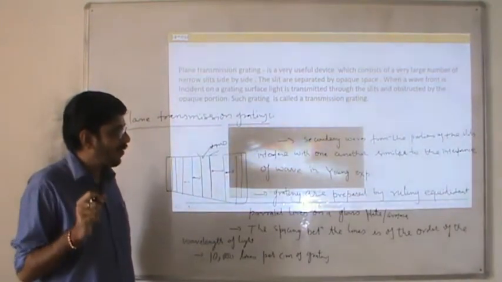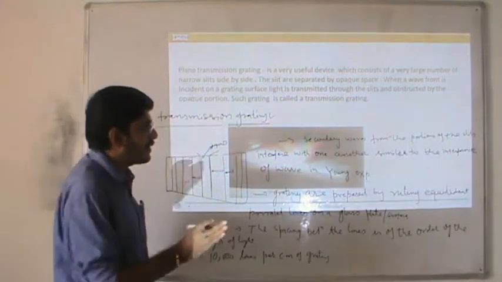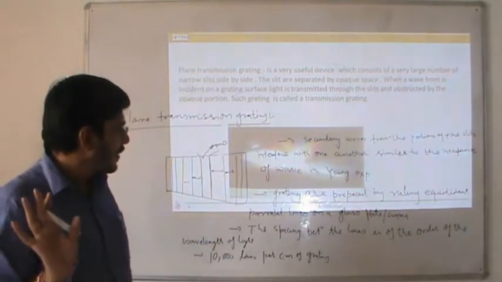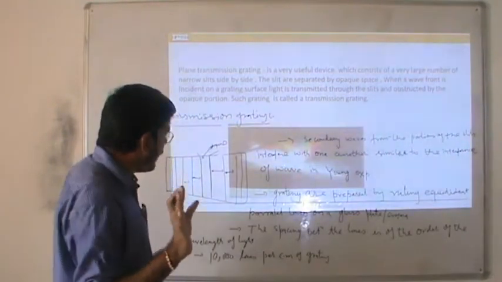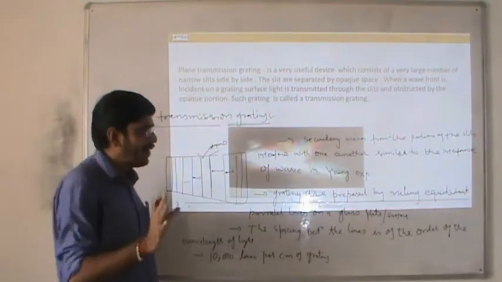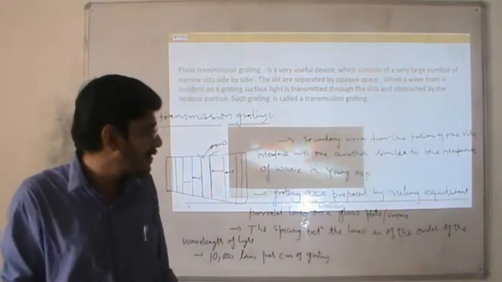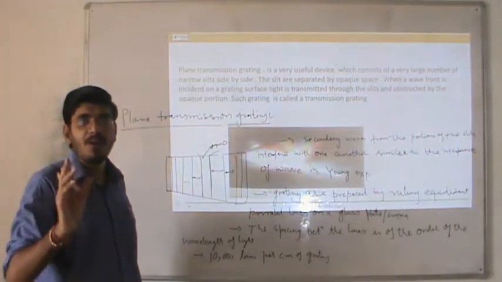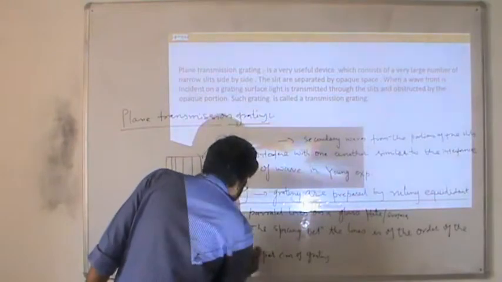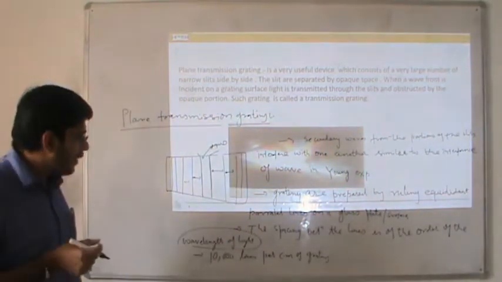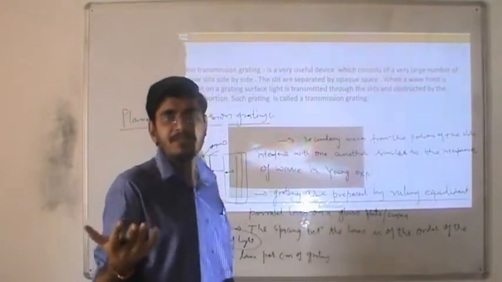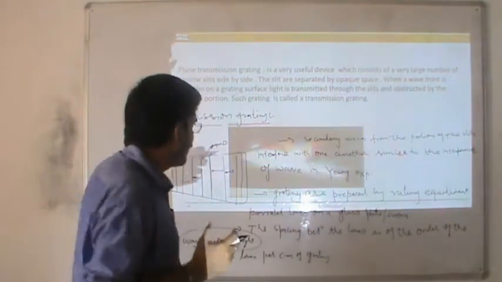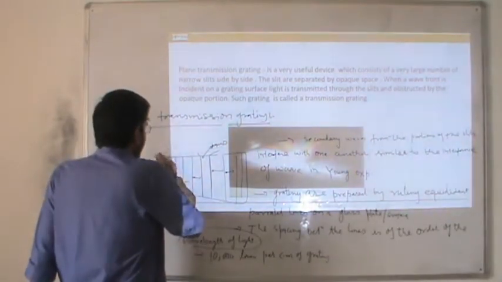I summarize all these points. Basically, it's based on the same principle we follow in Young's double slit experiment. This plane transmission grating is made by ruling equidistant parallel lines on a glass surface, and the space between the lines is of the order of the wavelength of light. This is an important point. There are roughly 10,000 to 15,000 lines per centimeter length of the grating. These are the properties of a plane transmission grating.